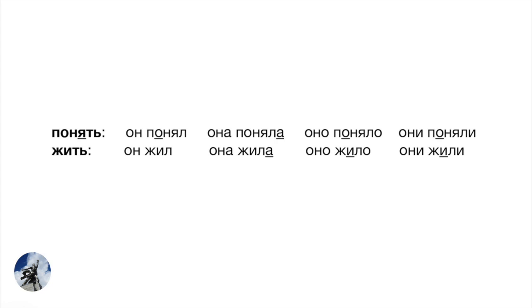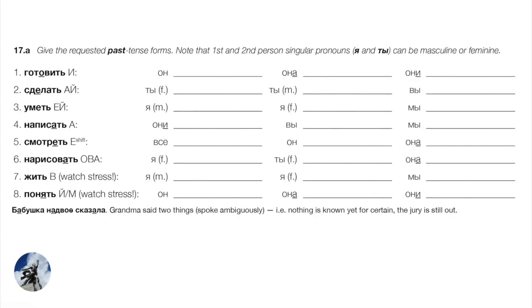Okay, let's look at an exercise just focusing on past tense forms. Let's take готовить, and again, we just want to make sure it matches with our subject in terms of gender, or maybe it's plural, in which case we need to make sure the past tense form is plural. What about он? Он готовил, masculine. Она готовила, keeping the stress where it is on the infinitive. Они, plural, готовили. What about сделать?